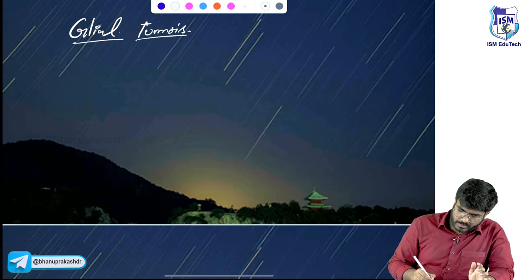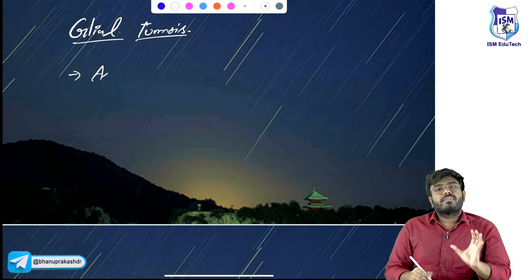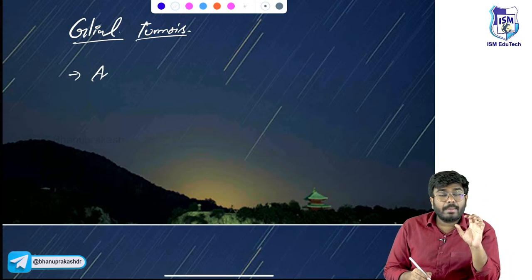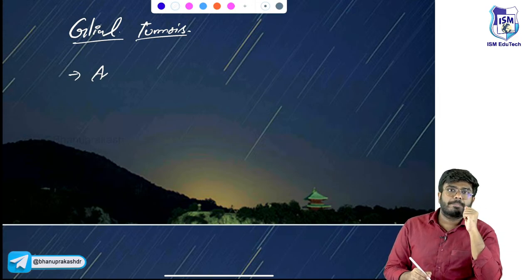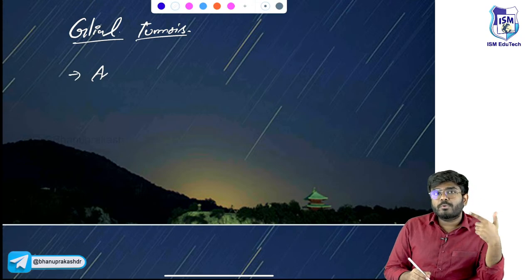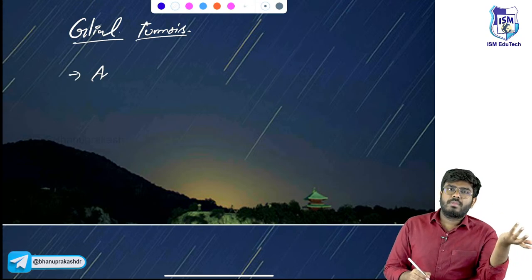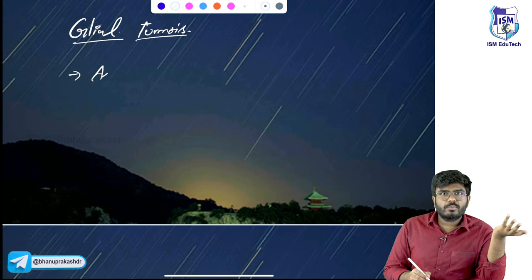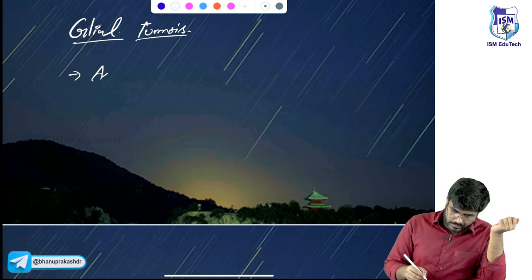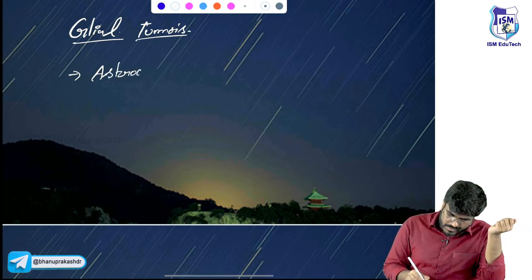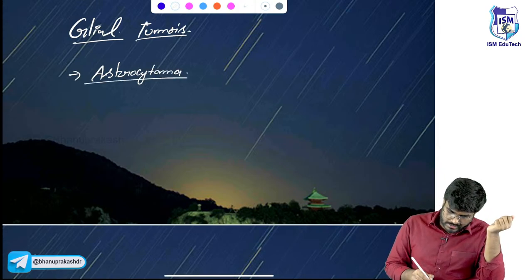What are these glial tumors? There are glial cells: astrocytes, ependymal cells, oligodendrocytes, Schwann cells. These are all the glial cells, the supporting cells. If they develop a tumor in the brain, they are the primary tumors, so they are the glial tumors. Astrocytoma is a tumor of astrocytes.